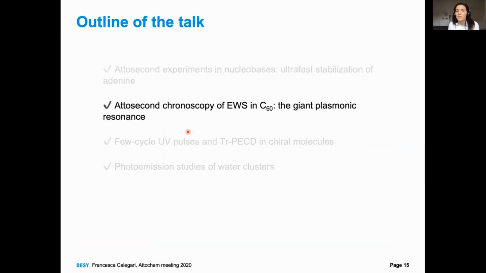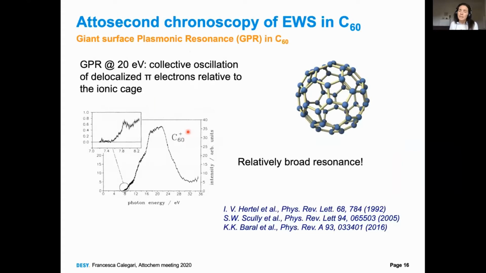I just go very quickly to a second example, which is the investigation of the presence of a giant plasmonic resonance in C60. C60 is actually a very large molecule compared to what I was presenting before. It has a very nice signature around 20 eV. Indeed, you can excite a collective oscillation of the charge around the ionic cage. And this collective oscillation is actually giving rise to a relatively broad resonance, as you can see here. This is called, let's say, the giant resonance of C60.